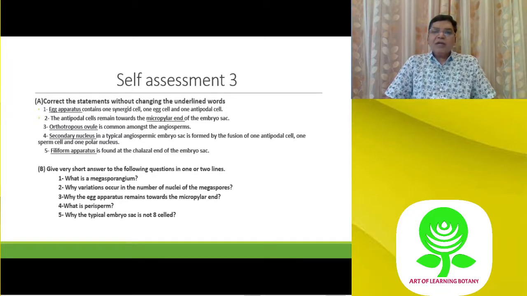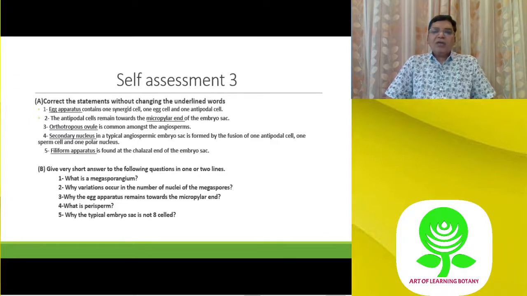Orthotropous ovule is common among the angiosperms. Orthotropous is common in the gymnosperms. Secondary nucleus in a typical angiospermic embryo sac is formed by the fusion of one antipodal cell, one sperm cell and one polar nucleus. No, this is formed by fusion of two polar nuclei. Now, filiform apparatus is found at the chalazal end of the embryo sac. Filiform apparatus is found at the micropylar end of the embryo sac, which is a component of the egg apparatus.